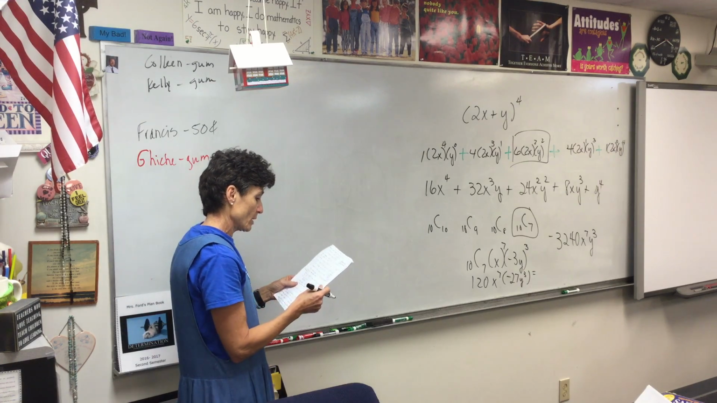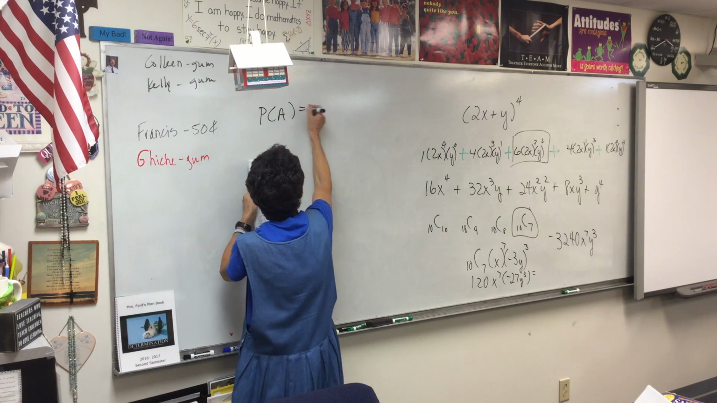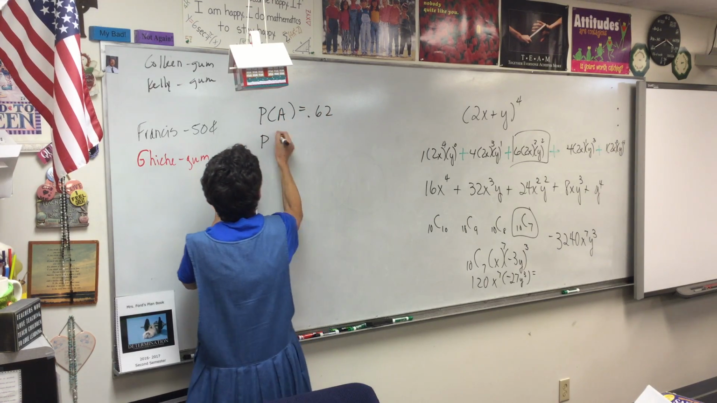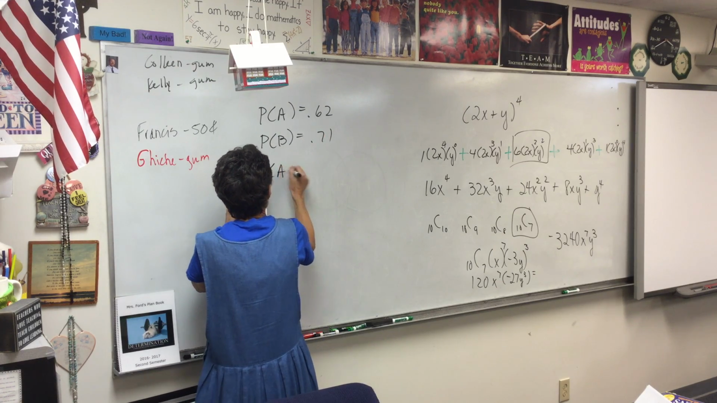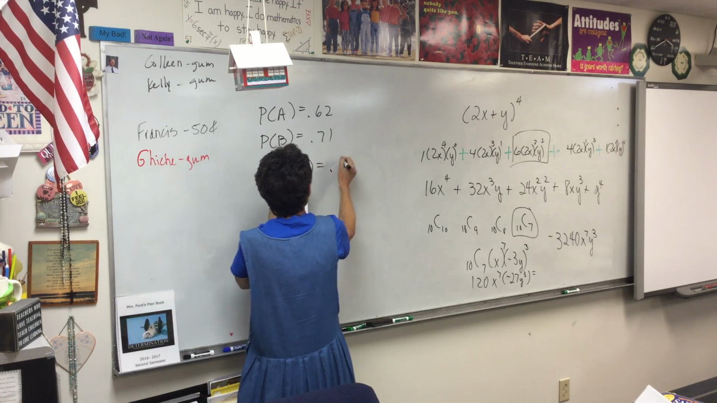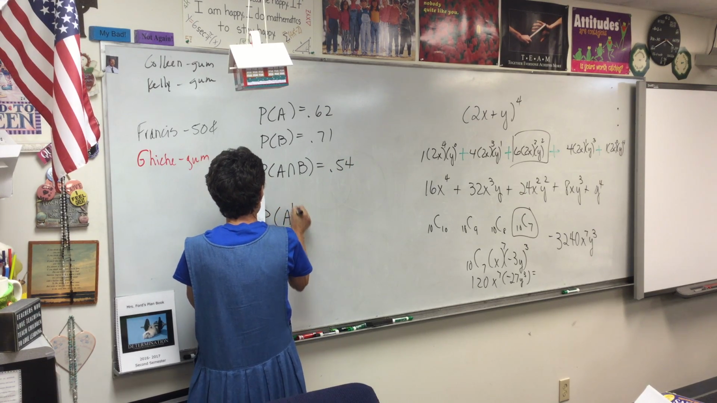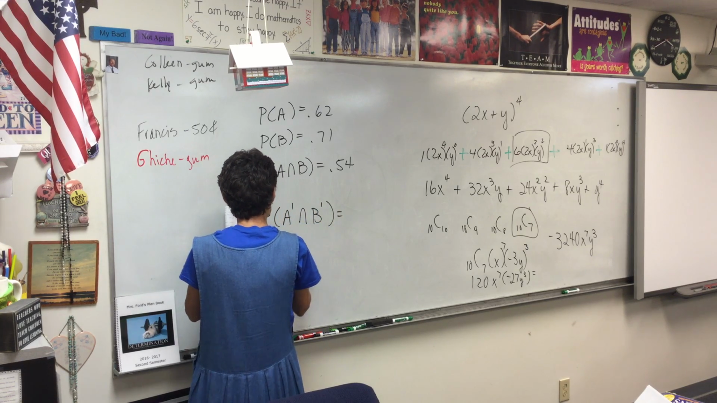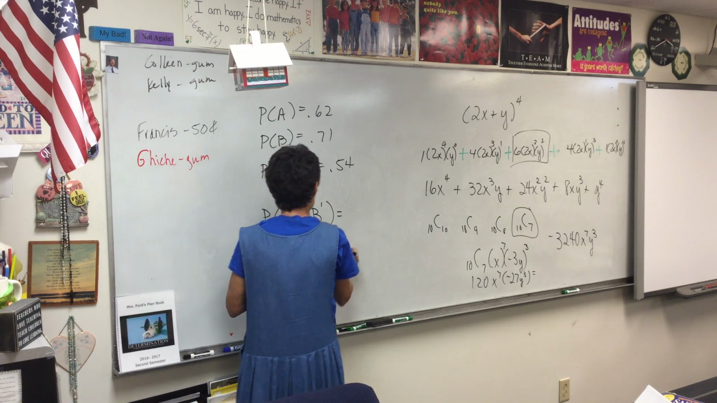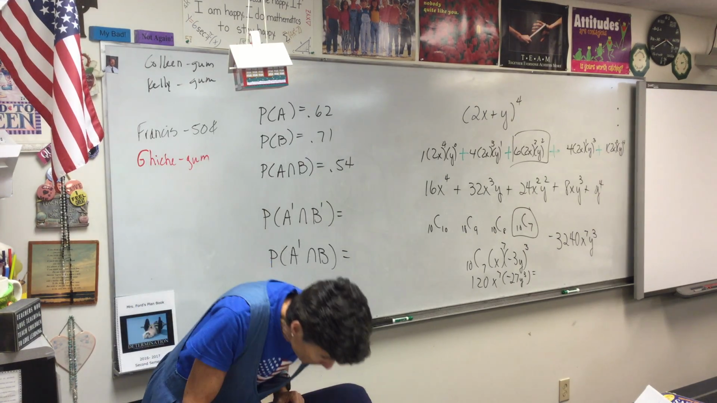All right, one more question. The probability of A is 0.62. The probability of B is 0.71. The probability of A and B is 0.54. Your job is to find the probability of not A and not B, and the probability of not A and B. Oh boy.